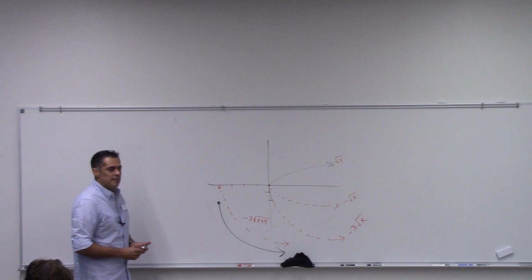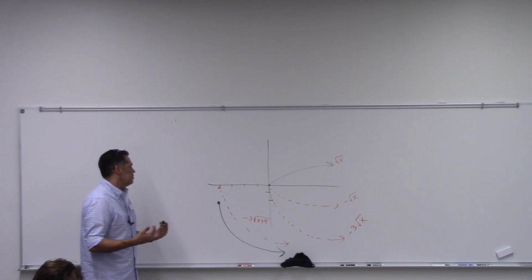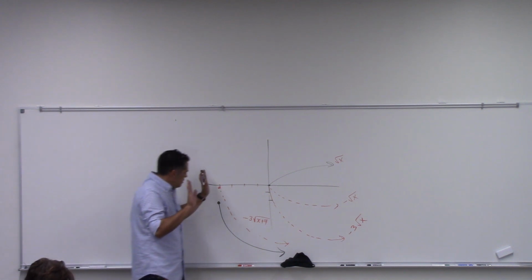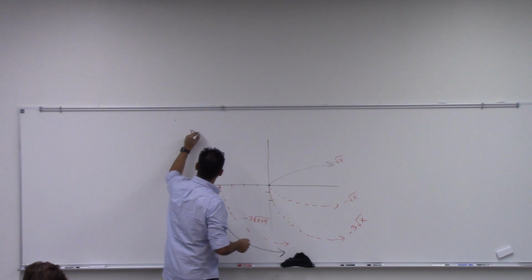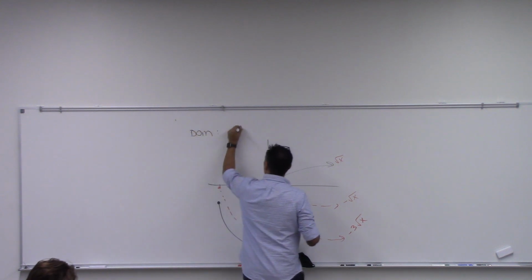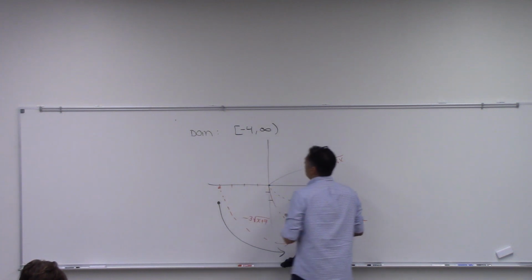What's the domain? Where does this graph exist in terms of your x values? From here, forever. So the domain is what? 4 to infinity. Negative 4, sorry. Negative 4 to infinity, right?